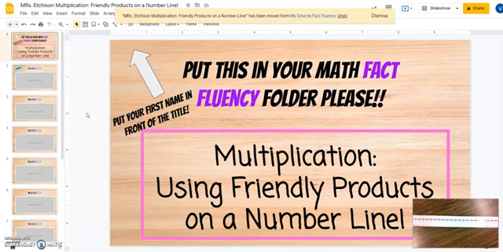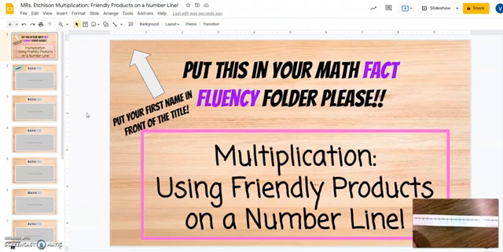To do this activity today, we are going to be using number lines. So at the end of this video, you are going to want to get out your number line from your math toolkit as well as a dry erase marker. Those are 2 tools you are going to need today along with your iPad. So today we are going to use number lines and friendly products to help us multiply by 9.